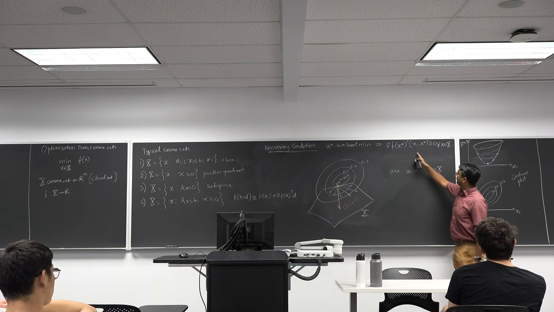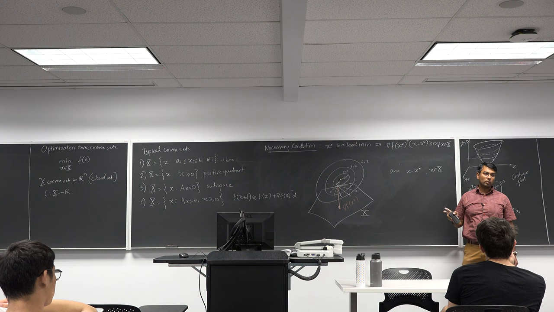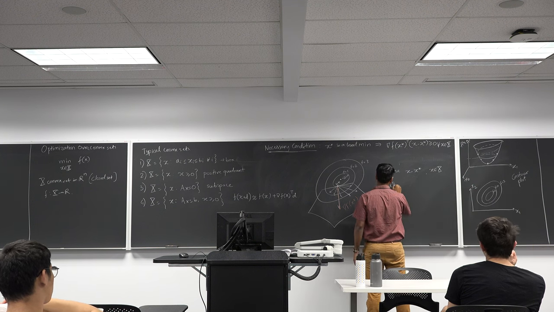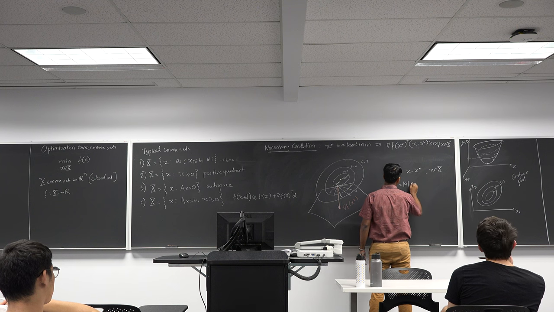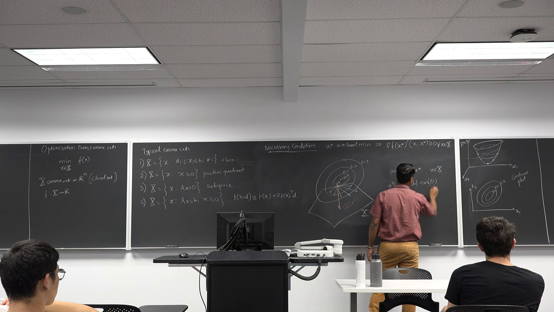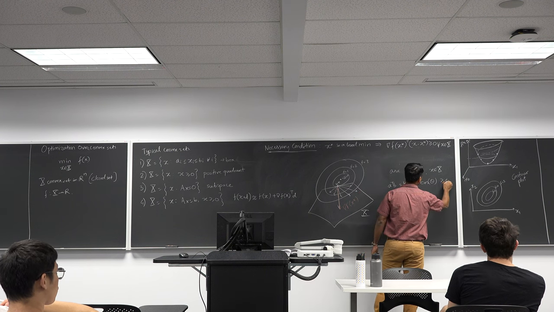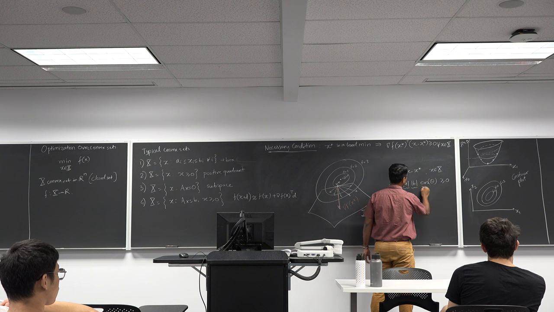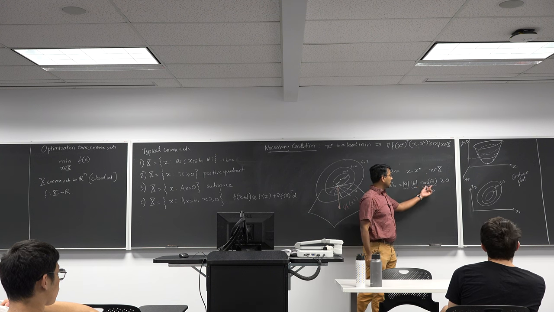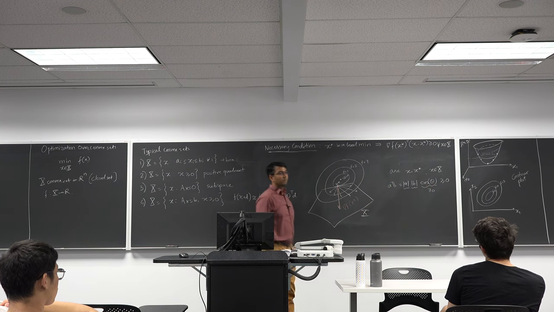Because only then, so when is the inner product between two vectors non-negative? So what is A transpose B? It is absolute value of A, absolute value of B, cos theta. Right? So if this is non-negative, then this must be greater than or equal to 0. And if this has to be greater than or equal to 0, then theta has to be less than 90 degrees.